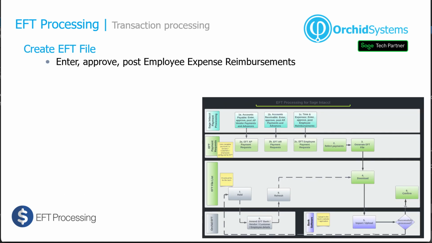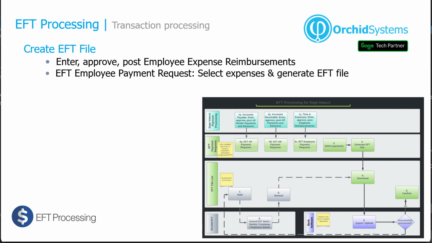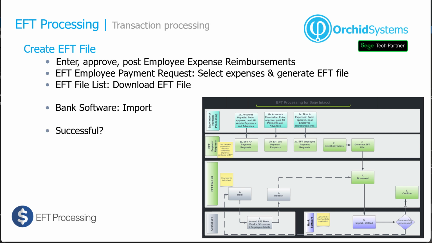The process to create the EFT file is to enter, approve, and post employee expense reimbursements, very similar to what you do with AP and AR. You can then select the payments that you want to pay and generate an EFT file. The next step is to download the EFT file, which you can then import into your banking software. And if it's successful, you can confirm it and finalize a particular file.